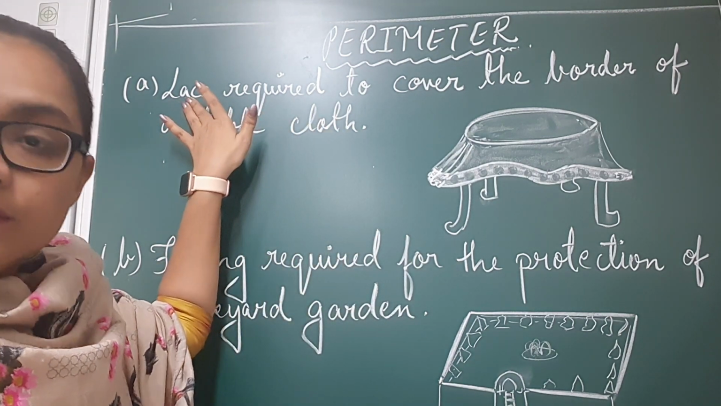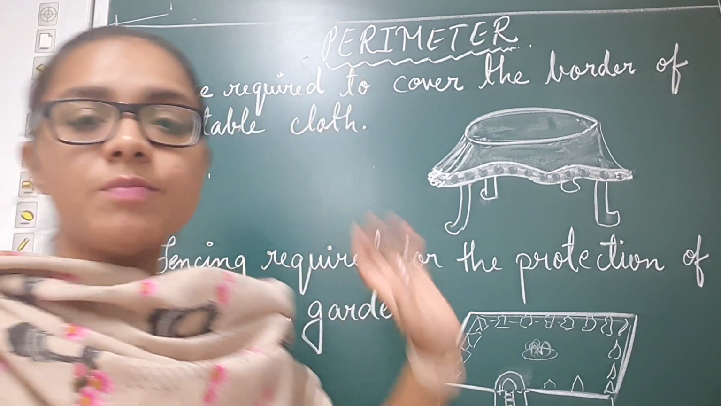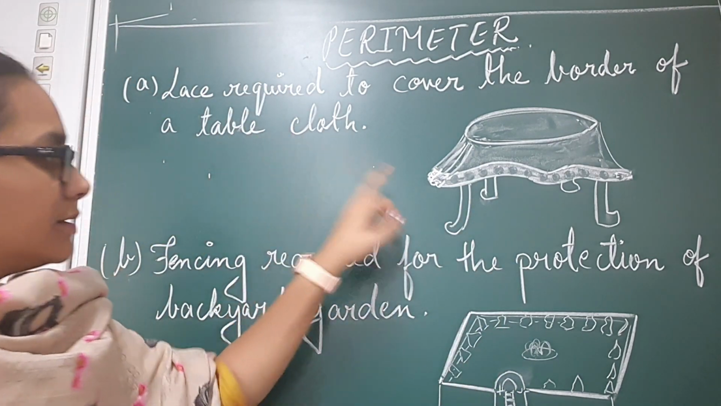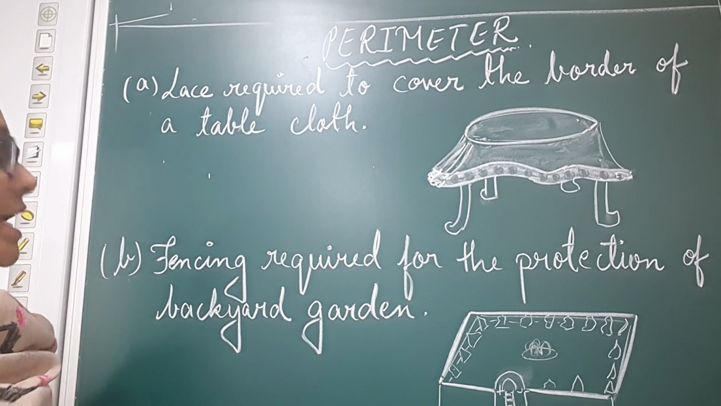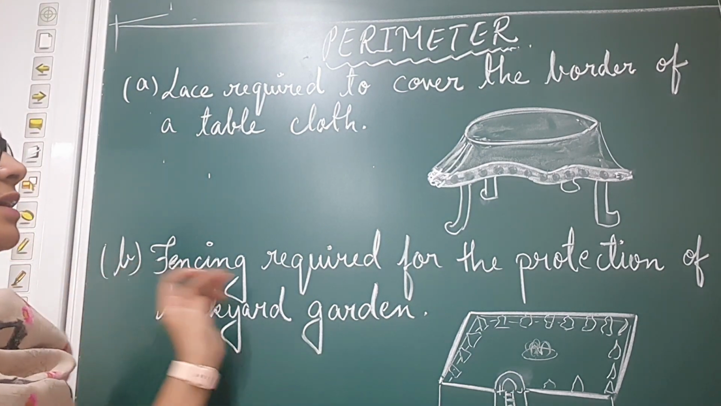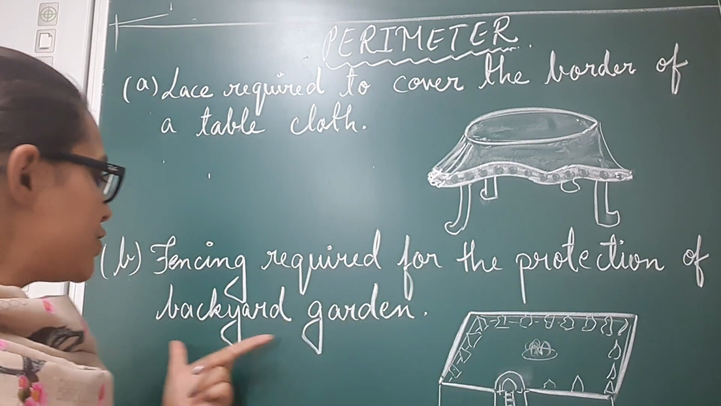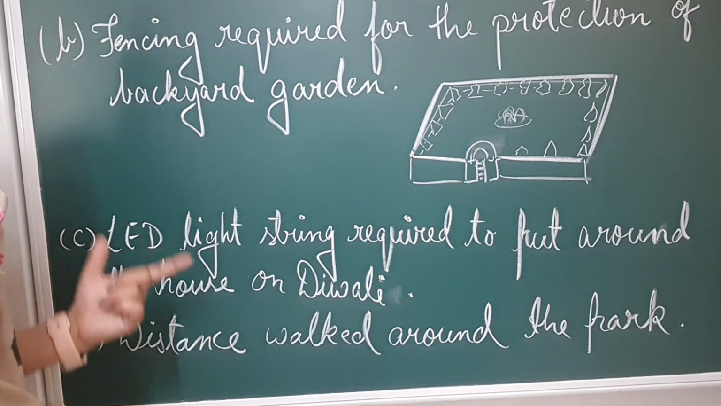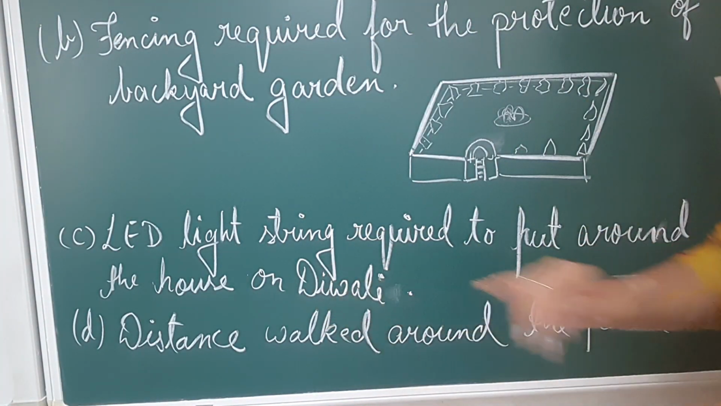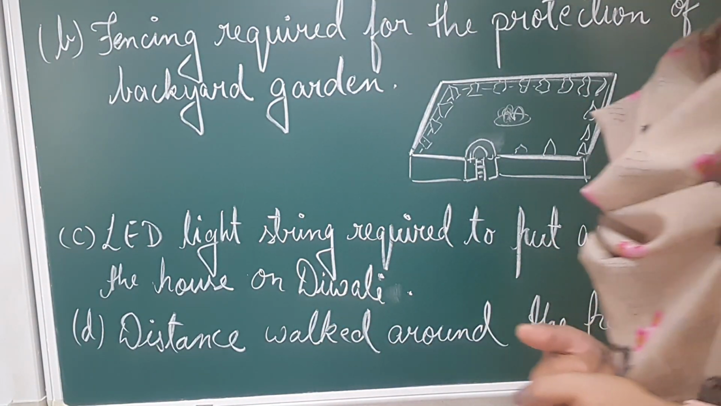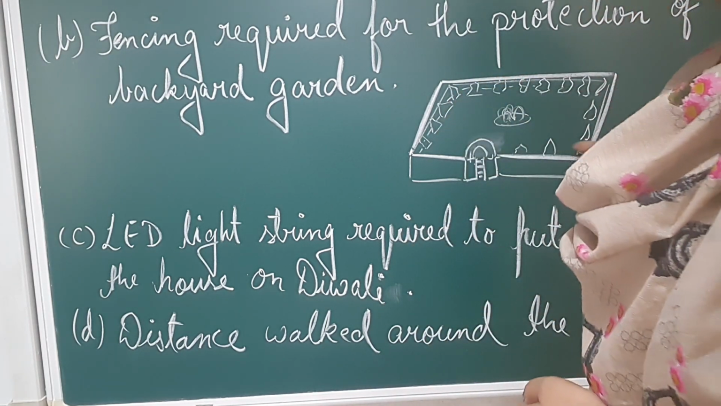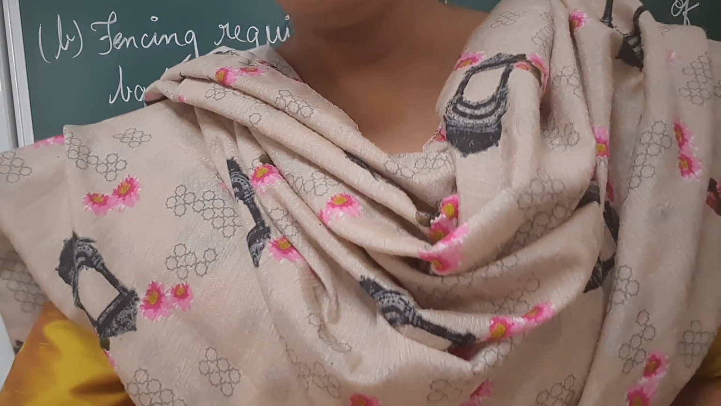The first situation: lace required to cover the border of a tablecloth. Next, fencing required for the protection of a backyard garden. The third situation, LED light string required to put around the house on Diwali. The fourth situation is the distance walked around the park.